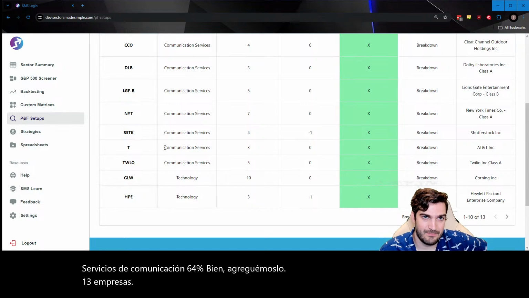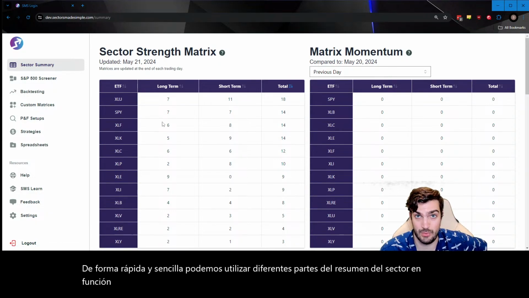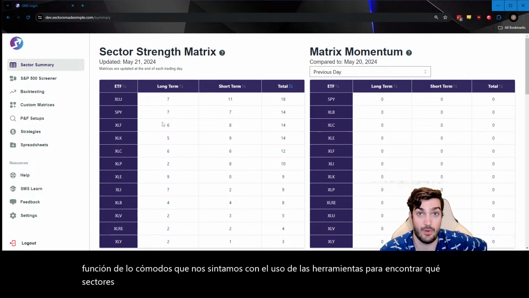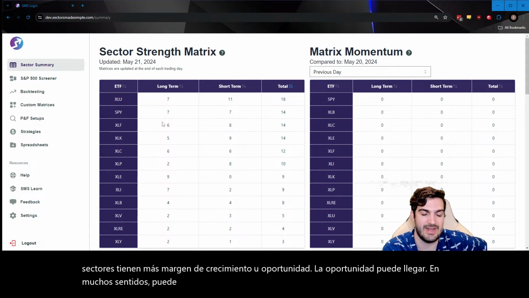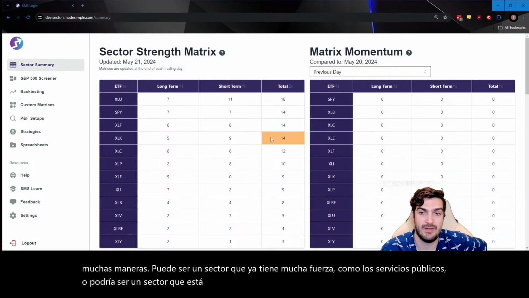Quickly and easily, we can use different parts of the sector summary, depending on how comfortable we are with using the tools, to find which sectors have the most room for growth or opportunity. Opportunity can come in many ways. It can be a sector that already has a lot of strength, like utilities, or it could be a sector that is rapidly growing and improving, like technology.